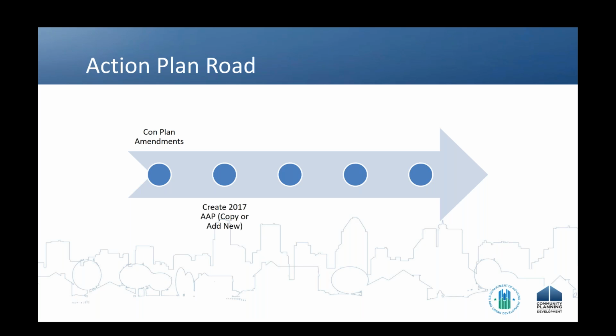Next, create the 2017 action plan. We will walk you through instructions on how to either copy or add a new action plan and what you need to make sure it is correctly set up for this action plan. Next, update projects. If copying a project, you will need to remove the copied projects and create new 2017 projects. If adding a new action plan, you will need to create new projects for 2017. We will show you how to do this in more detail later in the session.